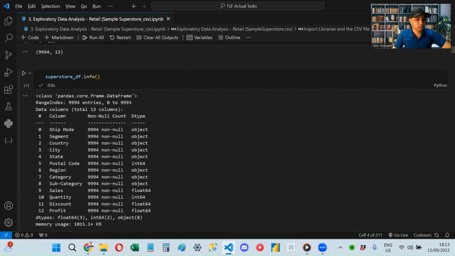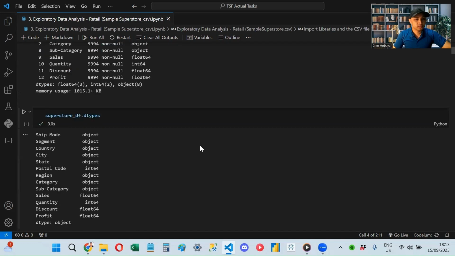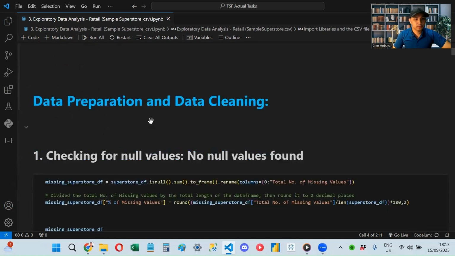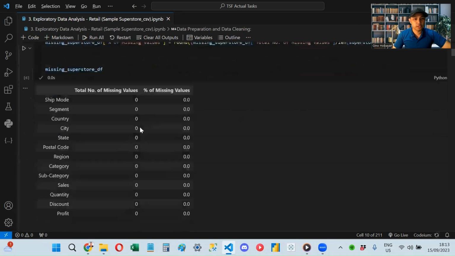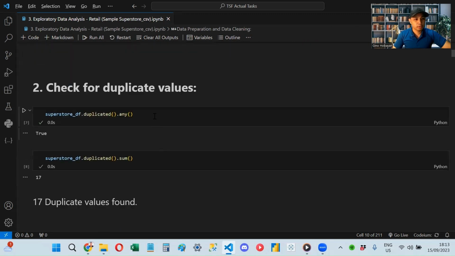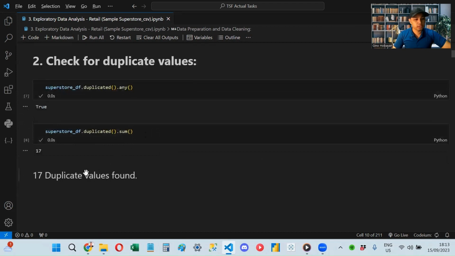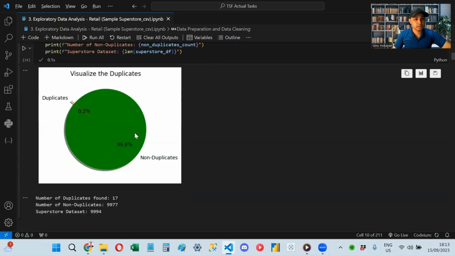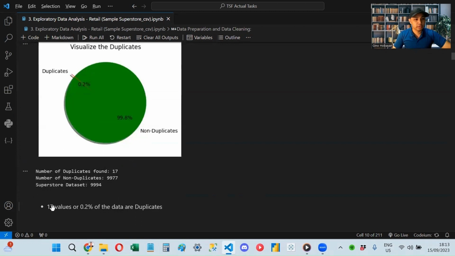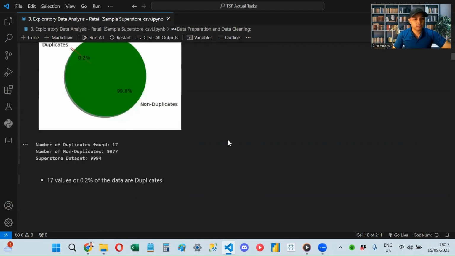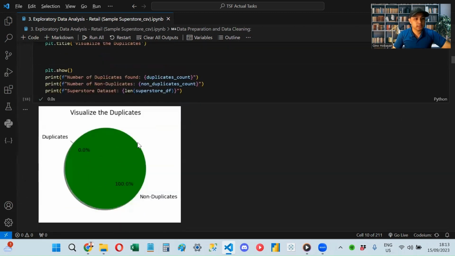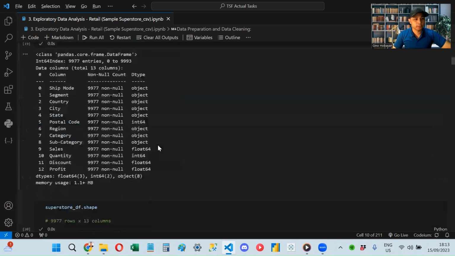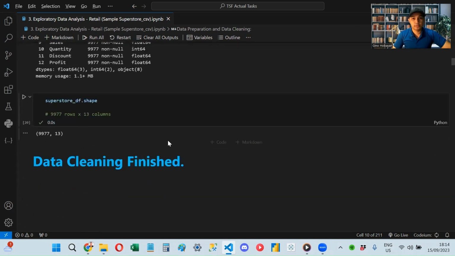I used info, and you can see there are no null values, and the data types. For the data preparation and data cleaning, number one is checking for the null values, and we found none of them. Number two, for duplicates, we found 17. I visualized them, and this is what it looks like. 17 values, or 0.2% of the data, are duplicates. So I deleted them. I successfully dropped them. Let's visualize that again. There are no more duplicates, and with that, data cleaning is finished.